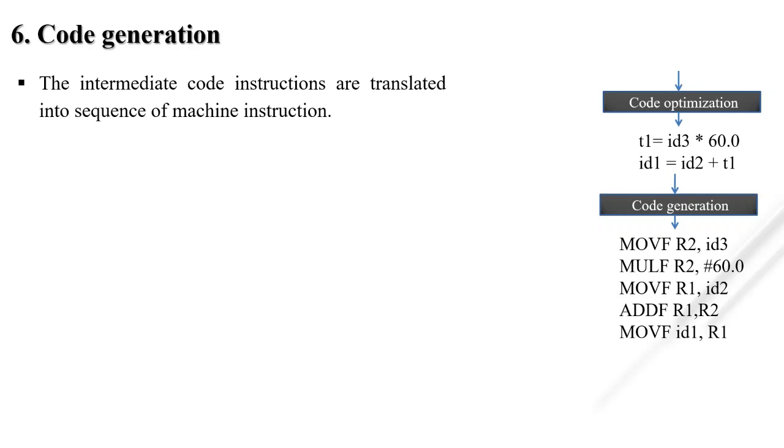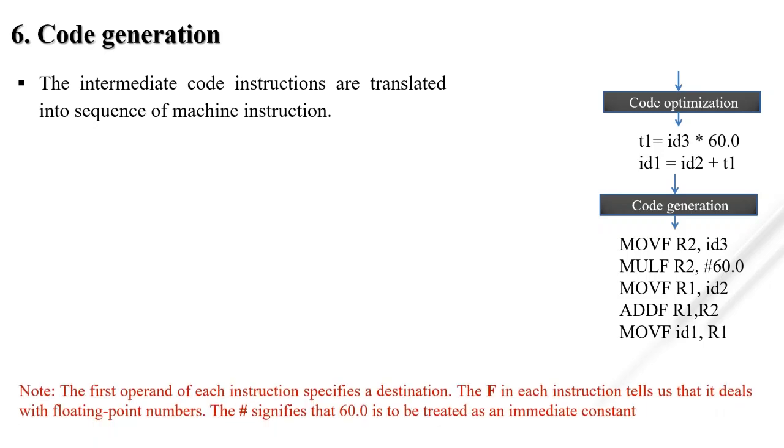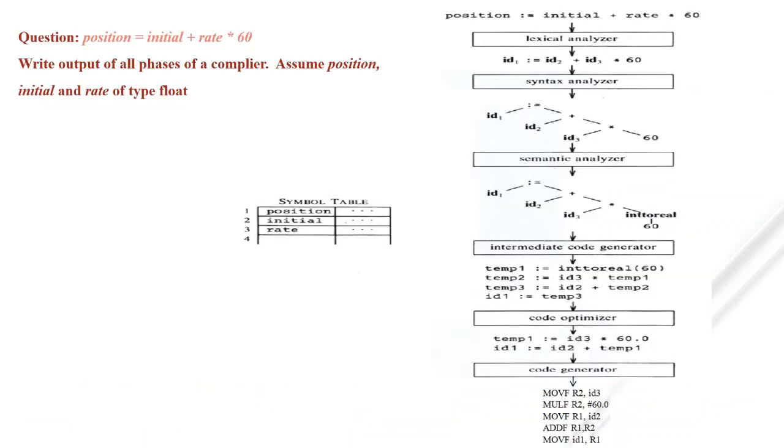So we pass position equal to initial plus rate into 60 through each and every phase to generate the output. So the whole figure looks like this. The position equal to initial plus rate into 60 will be passed through each and every phase of the compiler, and at last we produce the target code.